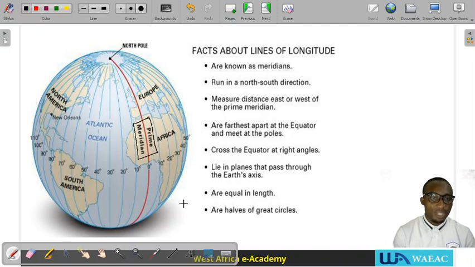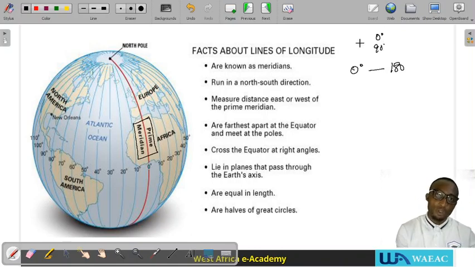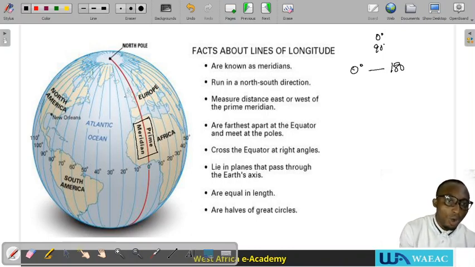That is from 0 degree to 180. Not like latitude, that is from 0 degree to 90 degree. That is for latitude. But for longitude, it is from 0 degree to 180 degree, to the west and to the east. So you can see this 3D shape of longitude. All these are longitude. This is how longitude work.